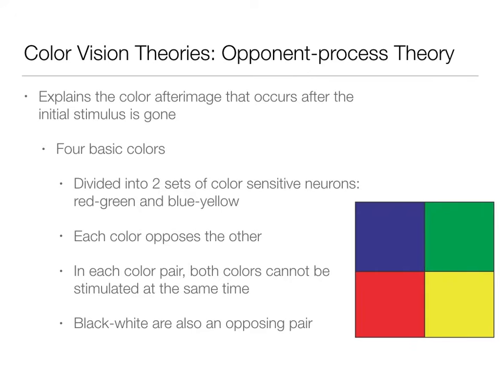So again, the opponent process theory says that we have these pairs of neurons that are sensitive to two colors. And because they can't fire to both blue and yellow at the same time, we get these kinds of overreactions when we go from looking at blue to seeing yellow in an after image, or red to green, black to white, etc. Okay, so that kind of ends us mostly for color.